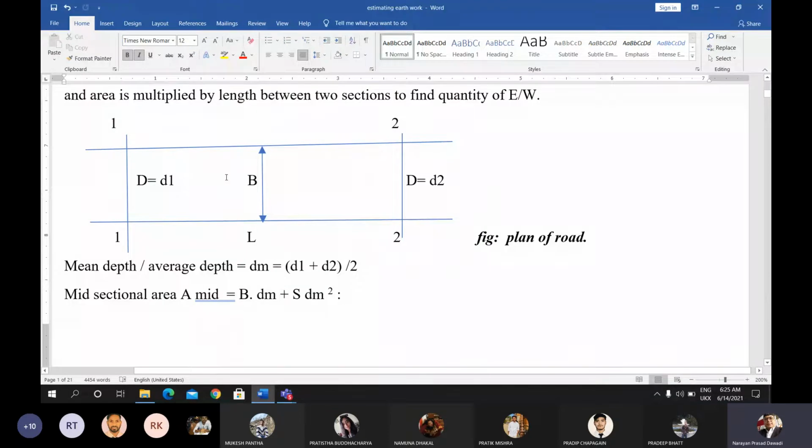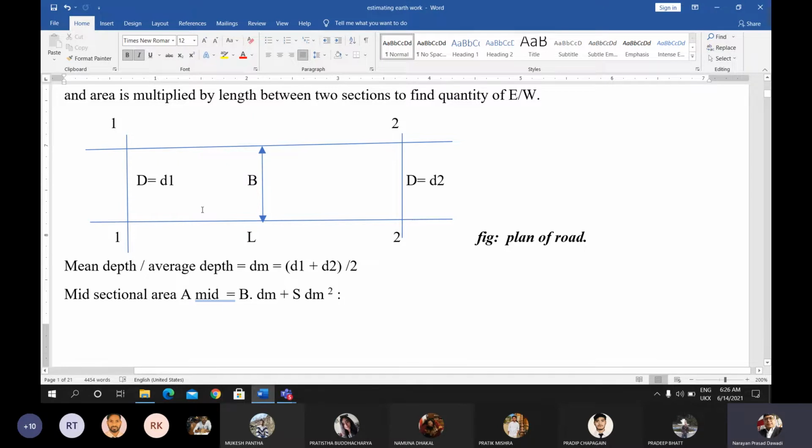For the portion of the road where the section changes from cutting to filling, if for section 1 the depth D1 is a cutting depth, and for section 2 the depth is a filling depth, at that time you cannot take the mean depth. Okay, average depth cannot be taken because the cutting and filling are different depths, they cannot be taken as the average depth.